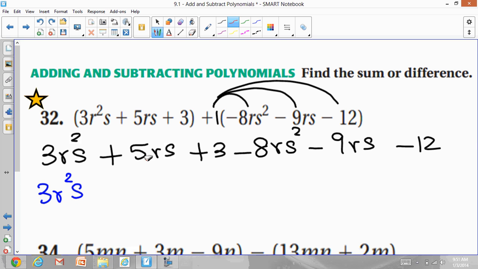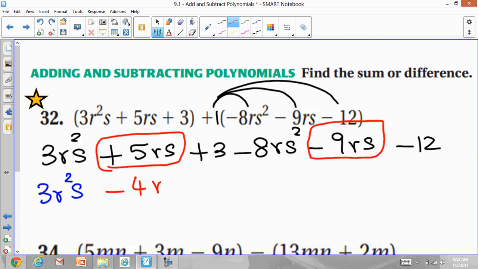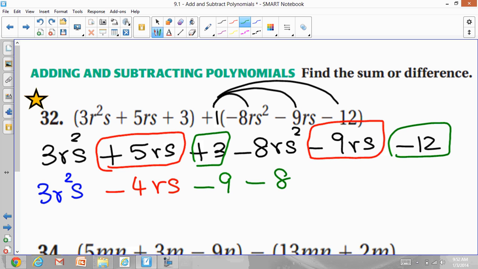The next one I'm going to combine is rs. I'm looking for another rs, which is here. So I'm trying to combine this with this. When combining, I'm combining the numbers. Positive 5 and negative 9 combine to give you negative 4. rs just tags along. The last one I can combine is a positive 3 and a negative 12, which combine to give you a negative 9. And minus 8rs squared just tags along, and this will be the final answer.